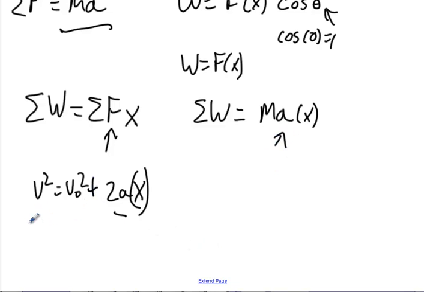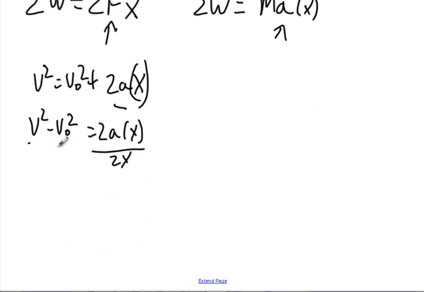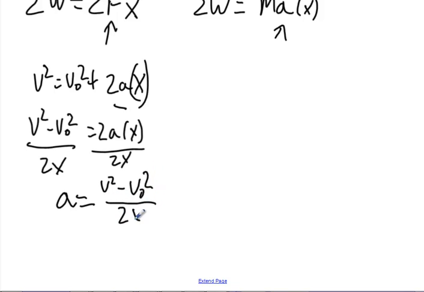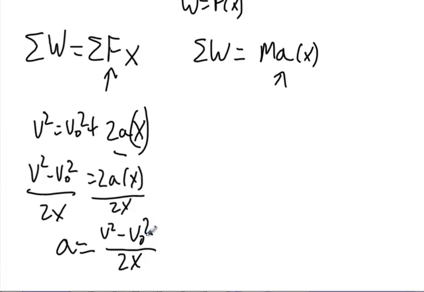So I'm going to subtract over the initial velocity, so v squared minus v naught squared equals twice the acceleration times however far it moved. Now I'm going to divide off the 2x, and I get acceleration is equal to the change in the squares of the velocities divided by twice its change in position. I can take that and put it into this equation.